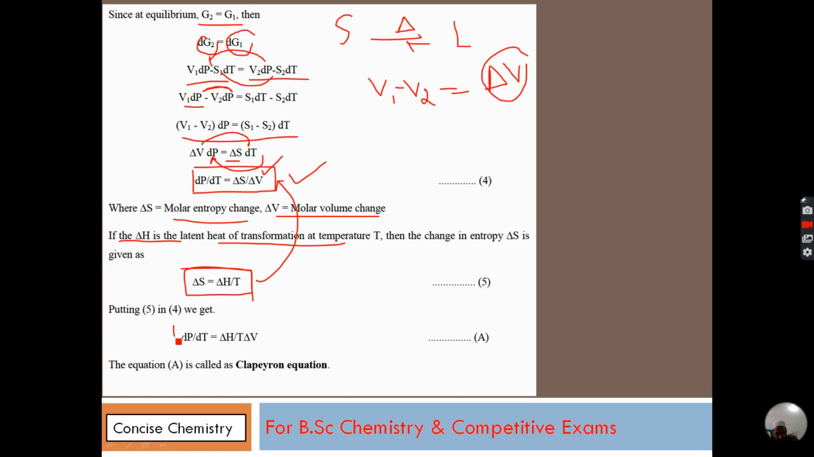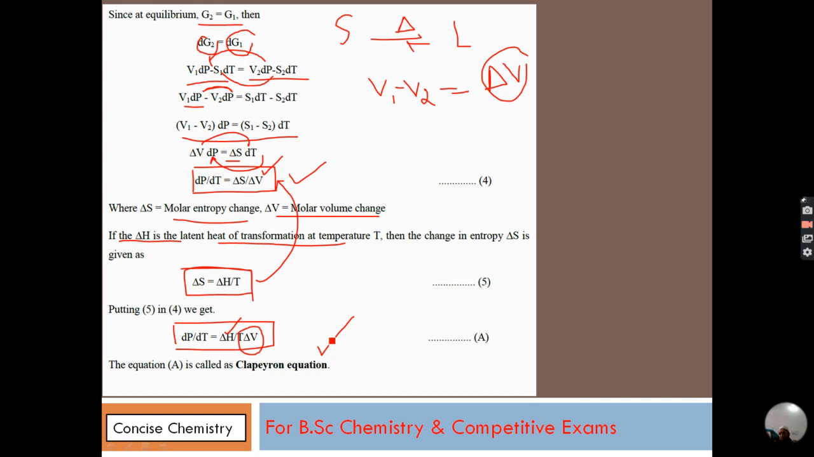So what you will get is dP by dT is delta H by T delta V. This is your Clapeyron equation. That is the variation of pressure with respect to temperature. So it is directly proportional to the enthalpy and it is inversely proportional to the change in the volume multiplied with the temperature. This will be one form of the Clapeyron equation.